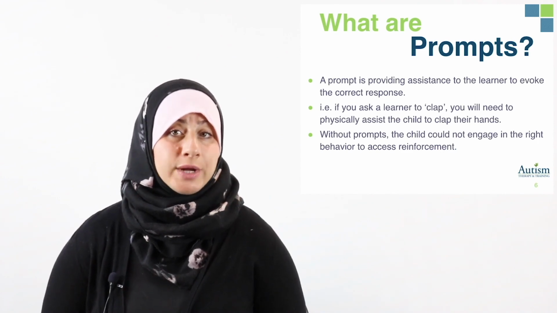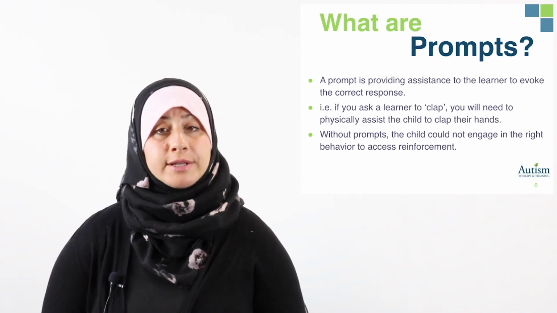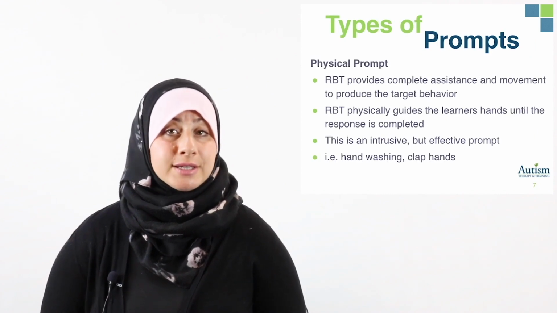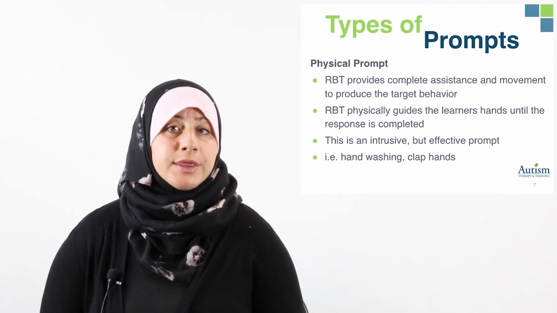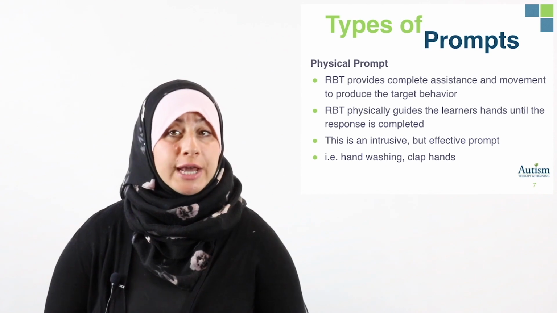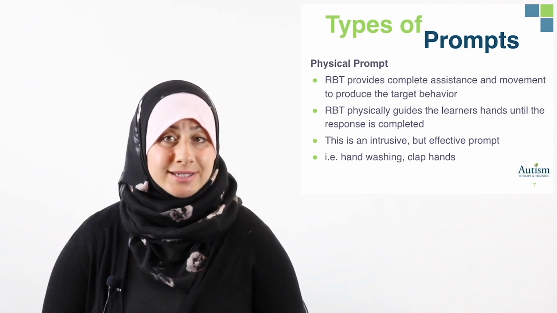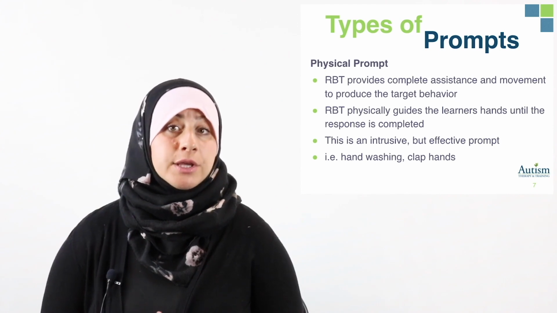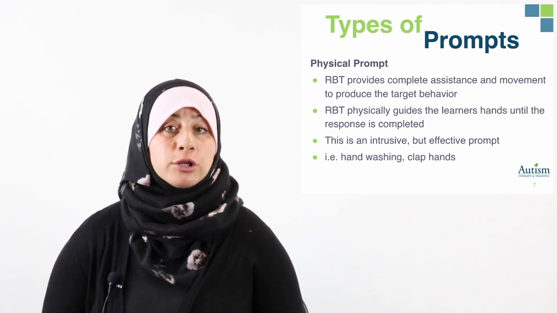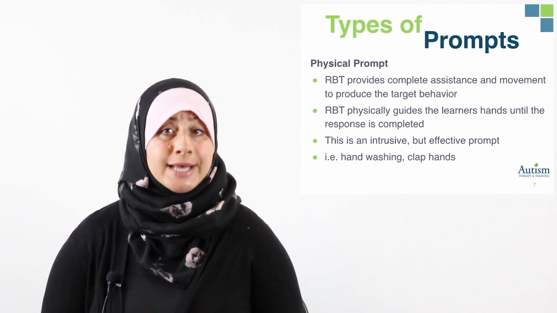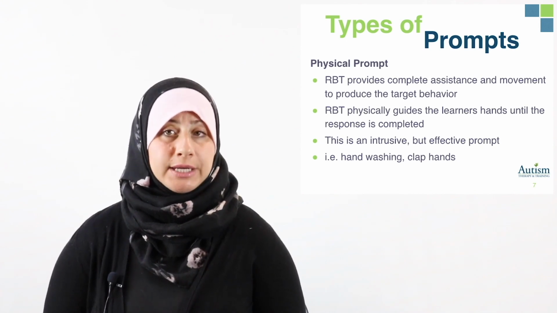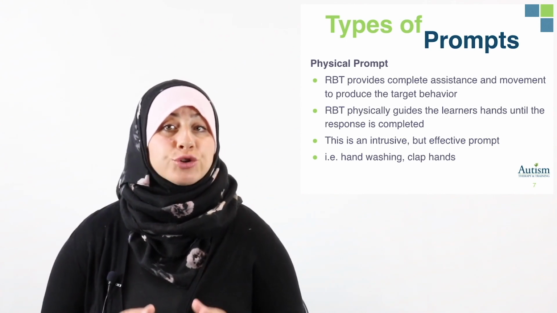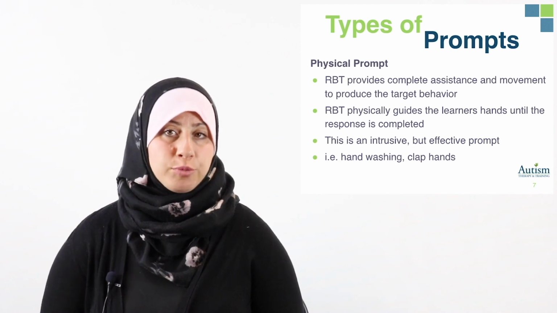There are a few different ways in which we can evoke a response. The first is a physical prompt. This is when the RBT or educator provides complete assistance and movement to produce the target behavior. The RBT will physically guide the learner's hands or body until the response is completed. This is an intrusive but effective prompt.